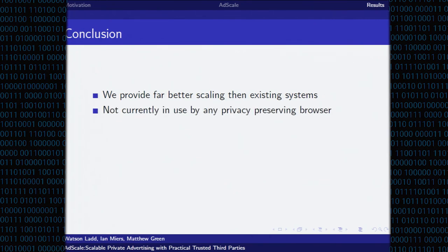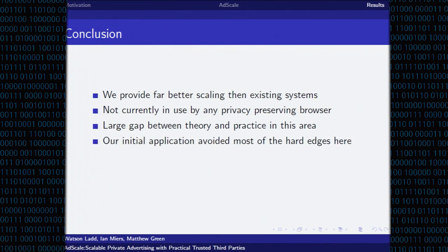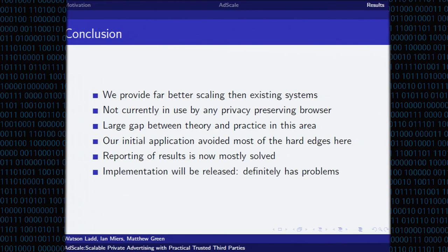This scheme is not currently in use. There are other reasons why it wasn't deployed. There's also a large gap between theory and practice in this area, but we think we've made some progress towards closing it. Initial application avoided most of the hard problems in this area. We think that we've solved the problem of reporting results. We think that our performance is good enough that if we were talking about deploying privacy-preserving ads, we've solved the problem entirely. Implementation is not up yet. It will be released. It has some problems that need to get fixed first. It was really a proof of concept, more than something you could put straight into production.